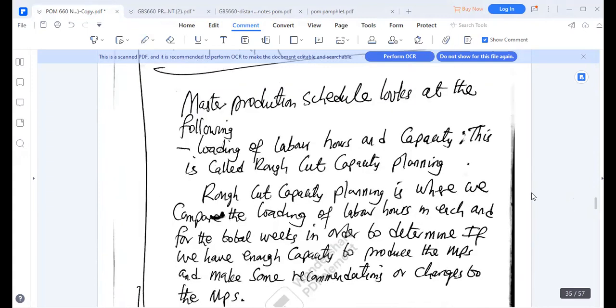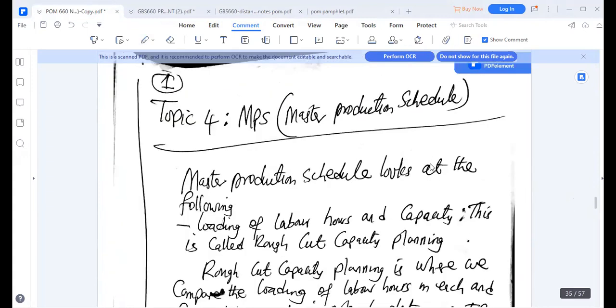Okay, so master production schedule. Here it may seem to be topic 5 or anything else, just because of the numbering of topics. These topics were not done according to the order, the way they are. So this is supposed to be topic 3. After forecasting, there is inventory. After inventory, there is the master production schedule.